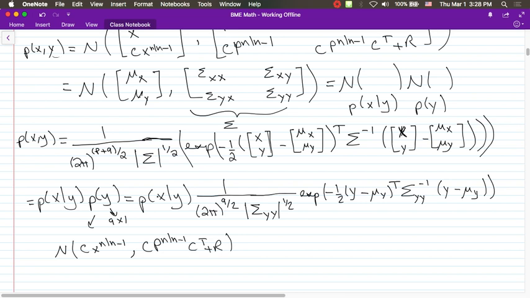And after we do that, we'll see that that conditional probability has a mean that's the same as what we call the posterior with the Kalman filter. It has a variance that's what we called the posterior variance with the Kalman filter. That's our idea.